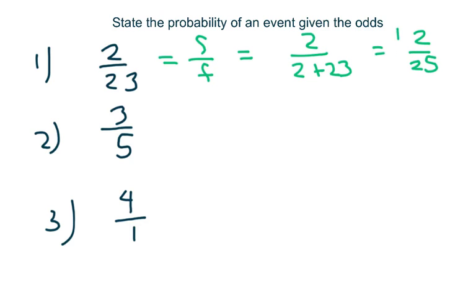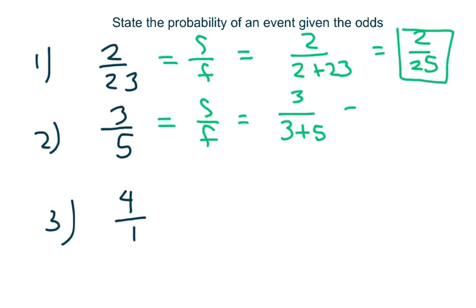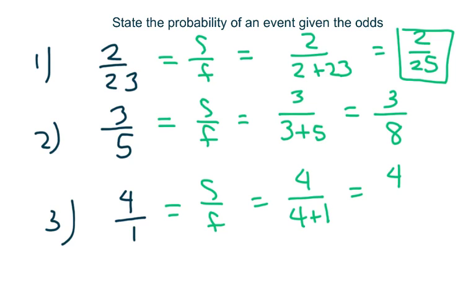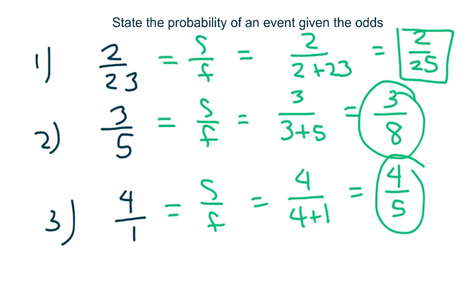So writing down the probability. This is success over failure. So that would be 2 over, oh, this is not 2, this is 3, sorry. 3 over 3 plus 5, which would be 3 over 8. And success over failure, which would be my success is 4 over 4 plus 1, which equals 4/5. So these are my probabilities given the odds.